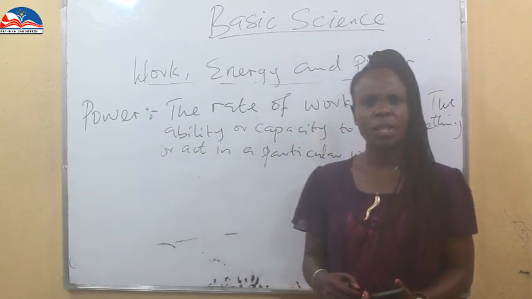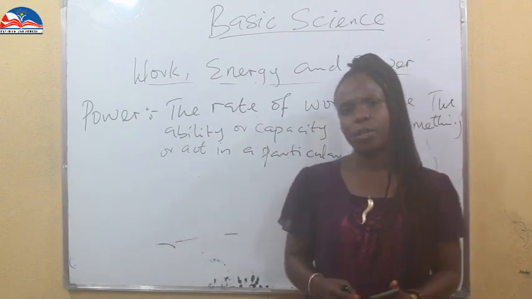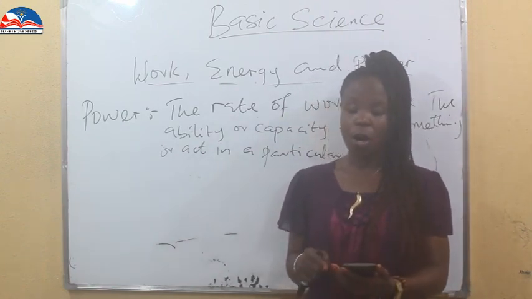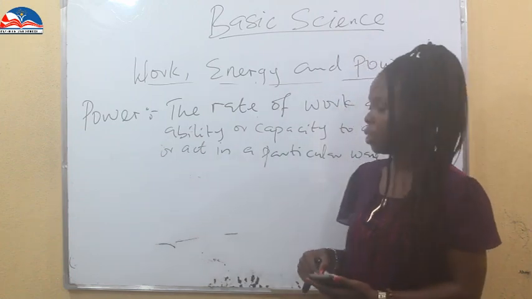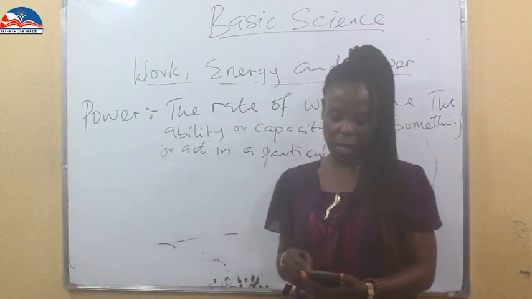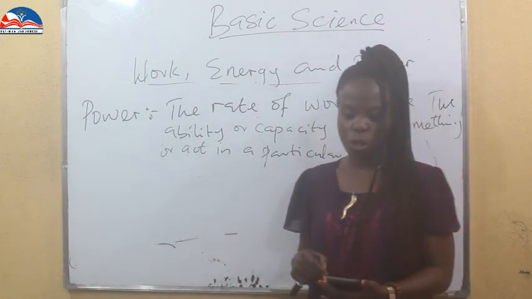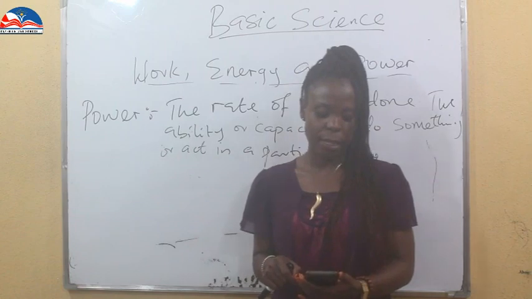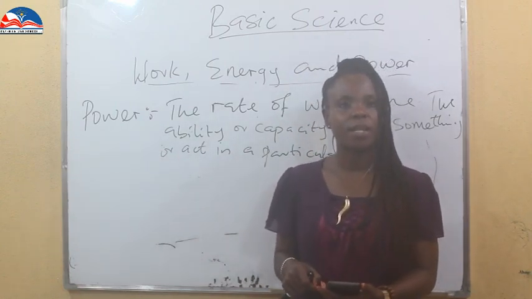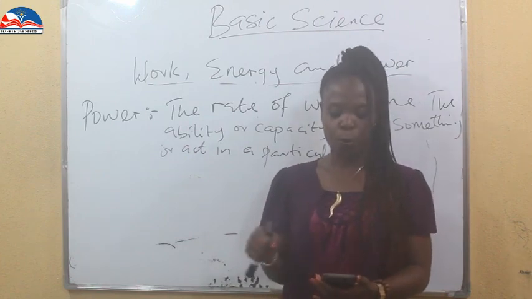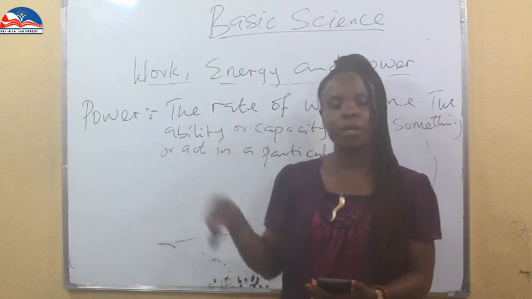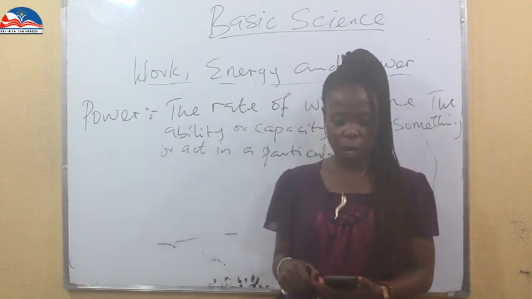So, we've been able to cover 3 objectives. We've been able to look at work, we've been able to look at energy, and we've been able to look at power. In our next class, when we discuss more, we are going to look at work as it is expressed mathematically. We're going to see how force and distance equal to work.